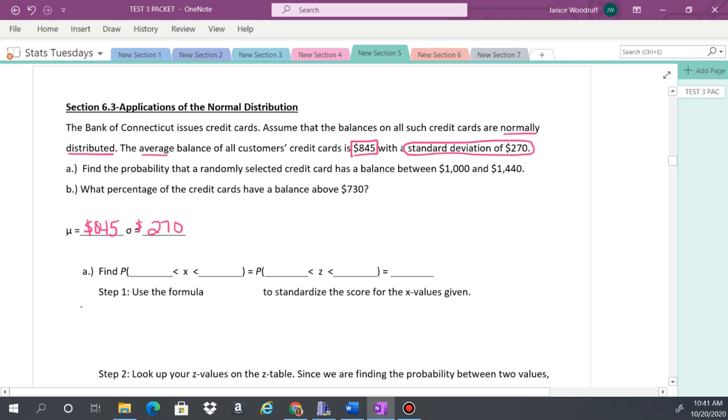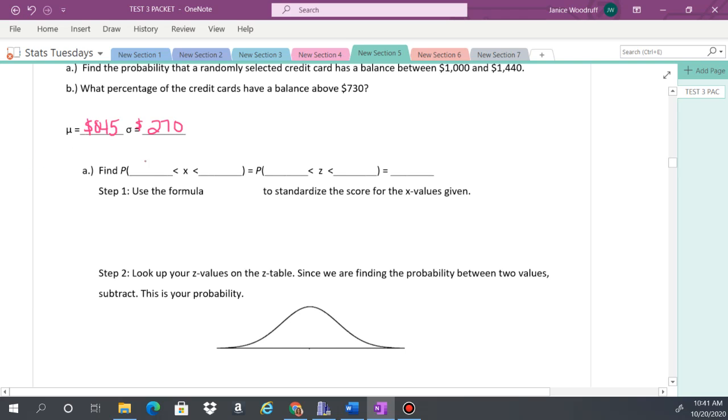Okay, so then what we want to do is find the probability that a randomly selected credit card has a balance between $1,000 and $1,440. We've got some steps here. We are trying to find the probability that X is between 1,000 and 1,440. So we want to standardize the score so that we can find the area under the curve between those two numbers. We want to use the formula for Z, which is X minus the mean over the standard deviation.